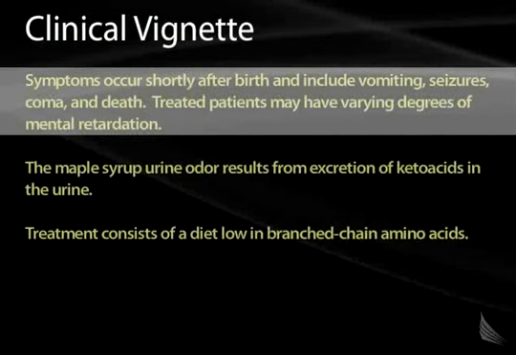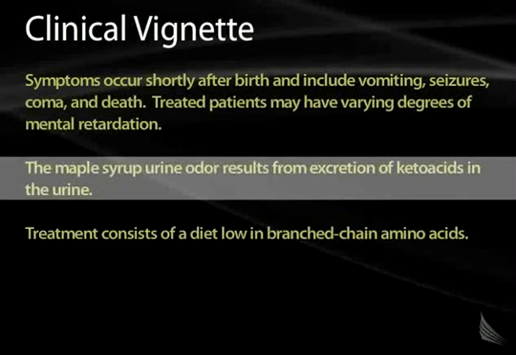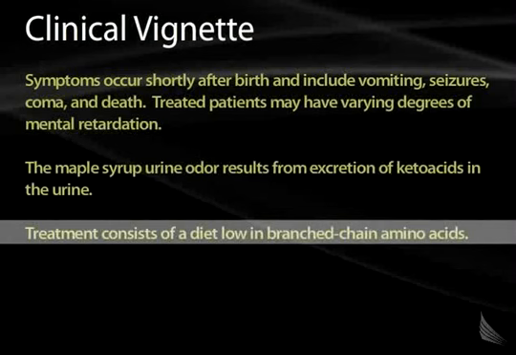The symptoms occur shortly after birth and include vomiting, seizures, coma, and death. Treated patients may have varying degrees of mental retardation. The maple syrup urine odor results from the excretion of these ketoacids in the urine that have sort of a sweet smell to them. The treatment consists of a diet which is low in branched chain amino acids, preventing the accumulation of these toxic metabolites.